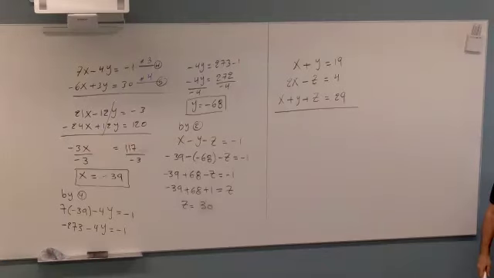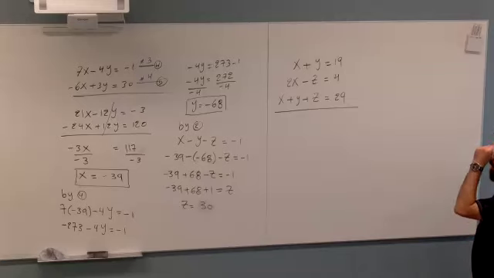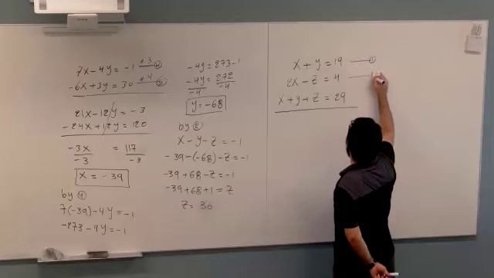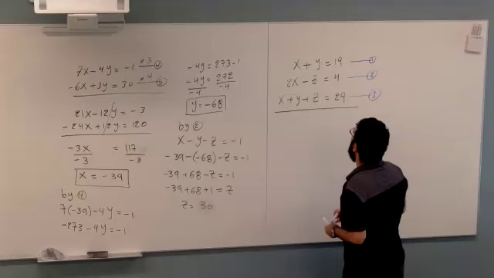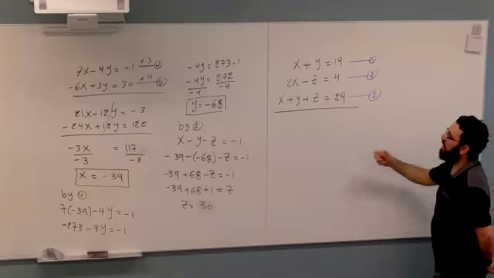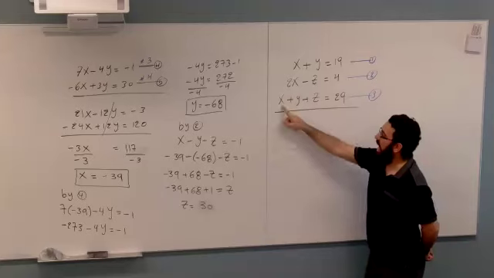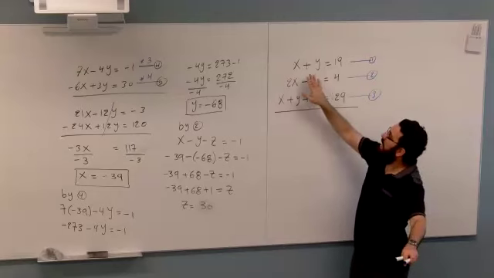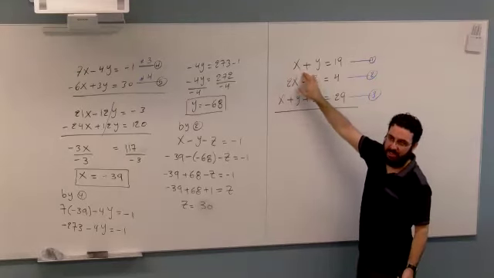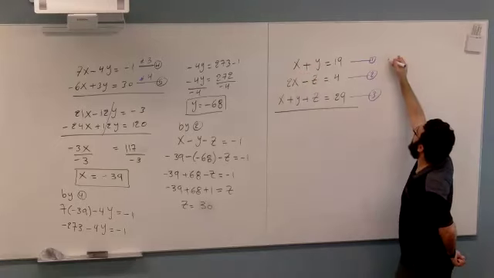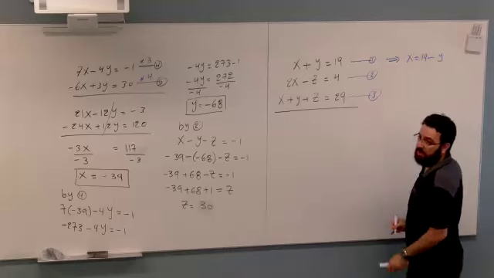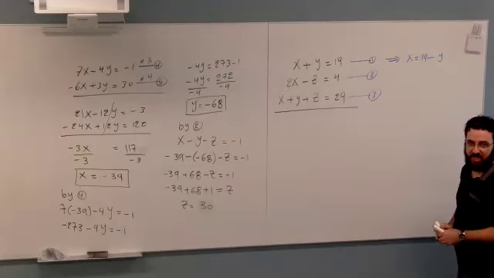Believe me, I don't know how they solved it here. Let me check, but let's think about that. We have 3 equations, right? 1, 2, and 3. Check the third one. X, Y, Z, right? Okay, so now, if I solve the first one for X, how is it going to be? X equal what? 19 minus Y, right? Yes or no?